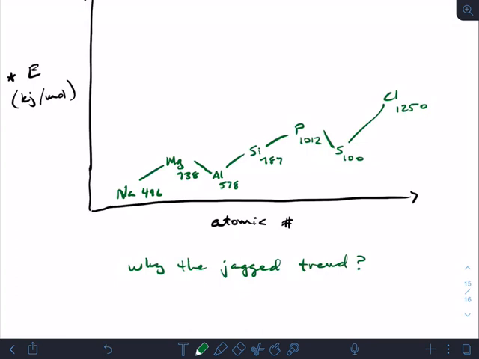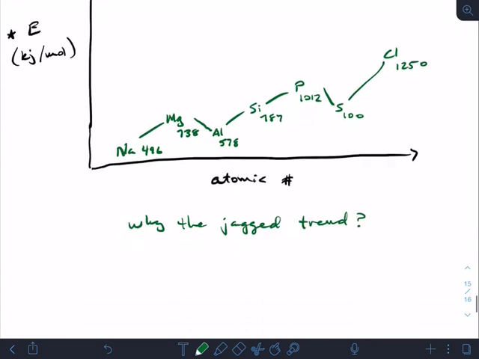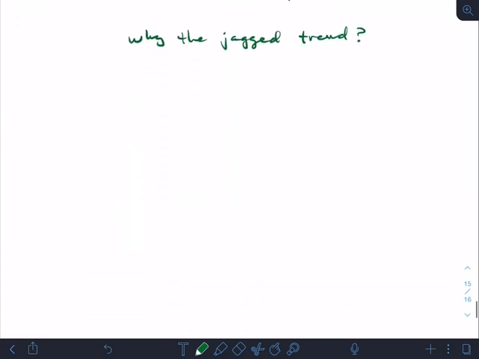Why the jagged trend? Why isn't it just a smooth increase in ionization energy as we go across the table? We're going to get back to the whole half full, completely full shells makes a difference. So let's look at the ground state electron configurations for the elements that we just wrote here.